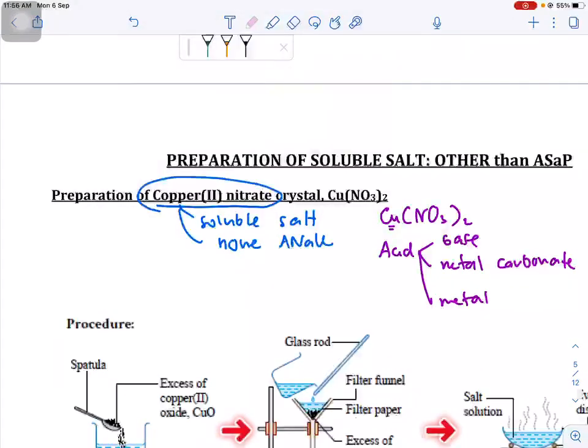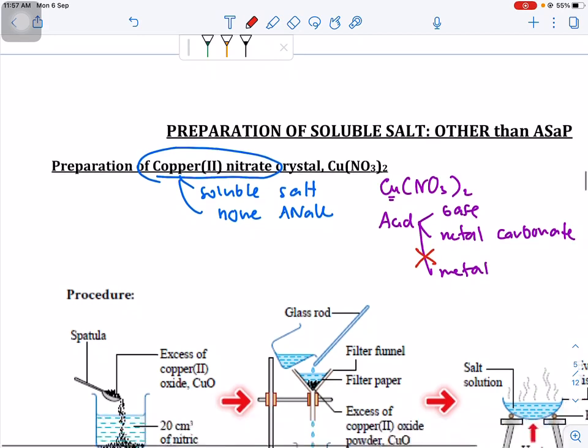For this salt, cannot. Kenapa cannot? Because the metal here must be reactive metal. Kalau kita letak copper, tak boleh lah. Okay, so you have two options.